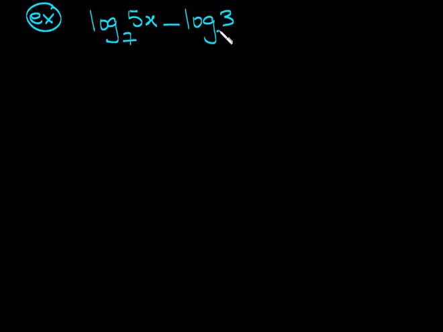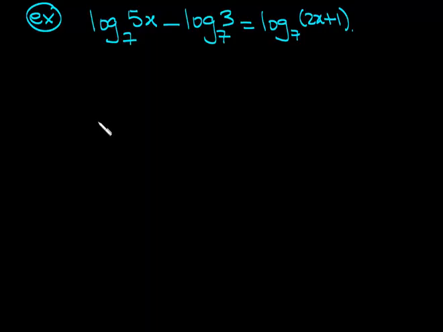Let me do one more problem of that type. Okay, see if we can do one that has... okay, so we have this. We have log of 5x base 7 minus log of 3 base 7 is equal to log base 7 of 2x plus 1. Okay, I have three log terms.